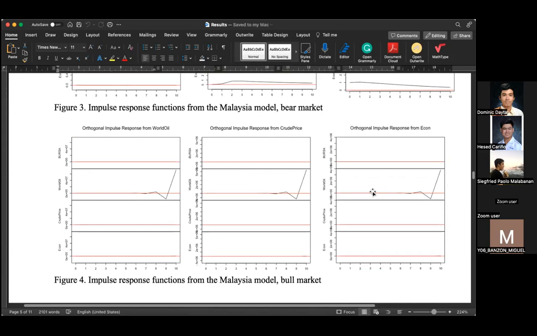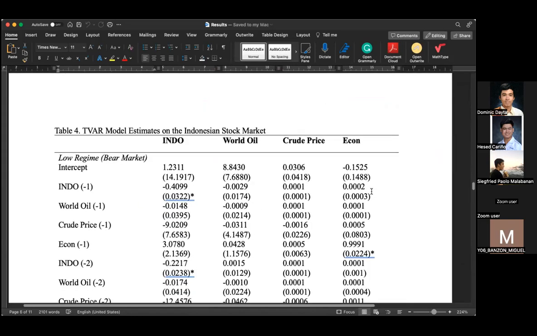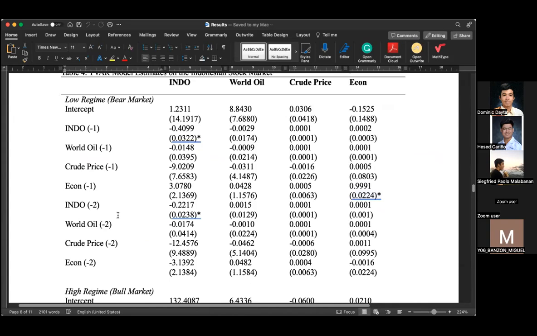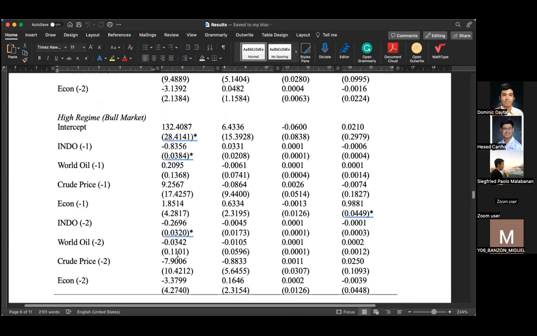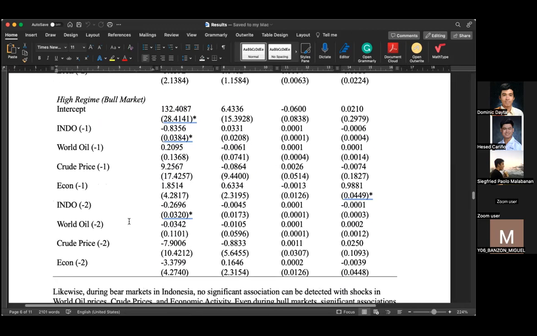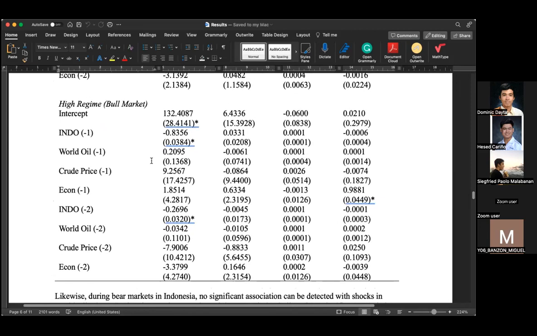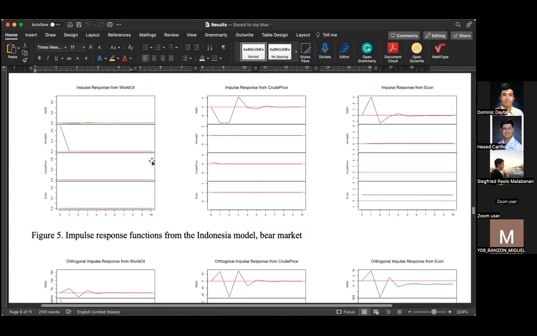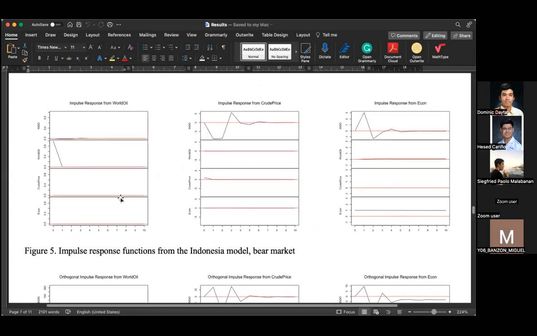Now, the way you read this result is basically repeating for the next countries. So for the Indonesian market, may impact si Indo 1 and Indo -2. In the bear market, walang impact yung 3 variables natin. And then, essentially ganun din sa bull market. So for the Indonesian index, it seems like generally wala lang talagang association yung tatlong prices. However, if we look at the shocks sa impulse response functions, there seems to be some movement, especially pag nagkaroon ka ng shock kay crude price.